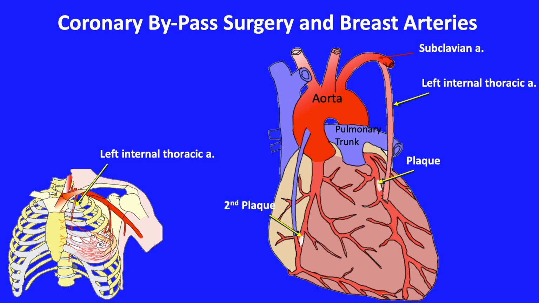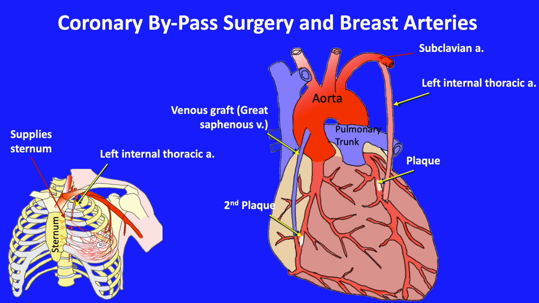But what if there's a second plaque? Can the second internal mammary artery be used? While the specific answer is yes, it is not common practice to do so. The reason for this is that the internal mammary also supplies the sternum, as shown in the slide. And if both internal arteries are used for grafts, the sternum will be left in a weakened state.